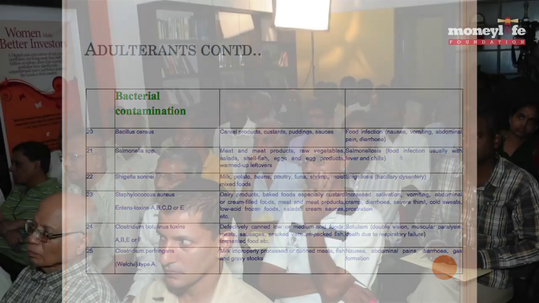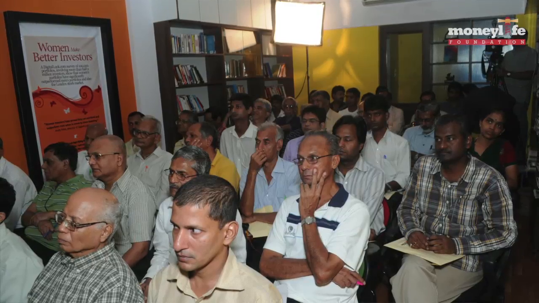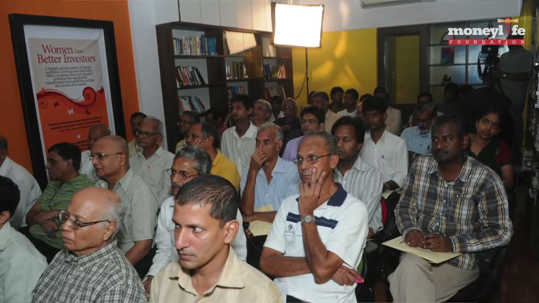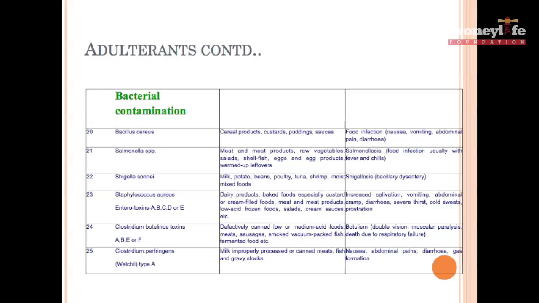Then Shigella sonnei is with milk, potato, beans, poultry, tuna, shrimp, moist meat food. You get bacterial dysentery. Staphylococcus aureus is something we always have on our body, which comes as part of skin shedding and things like that. Enterotoxins A, B, C, D or E are with dairy products, baked foods, especially custard or cream-filled foods, meat and meat products.